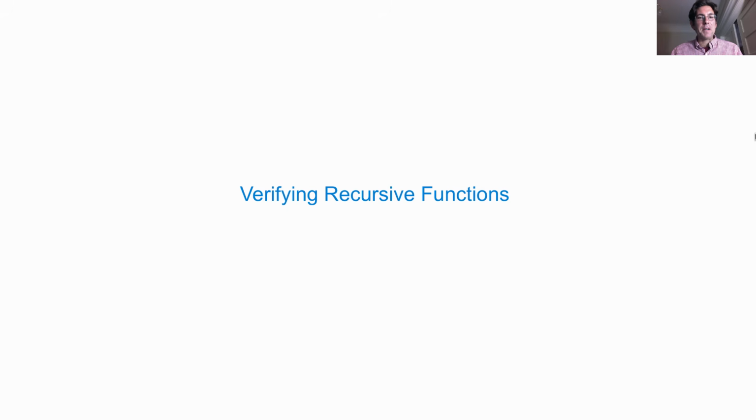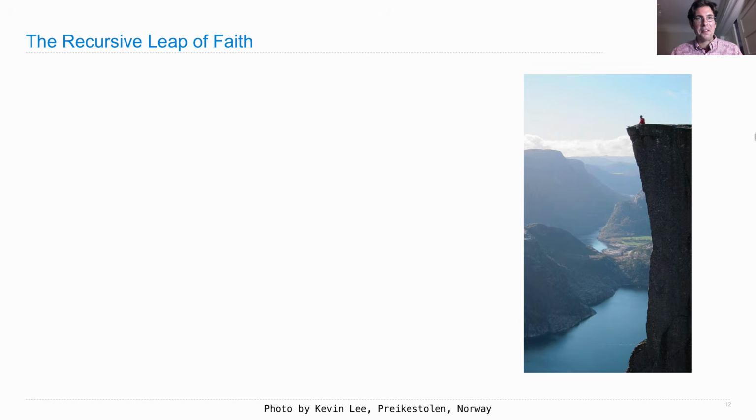Next, we'll talk about verifying the correctness of a recursive function. And that requires the recursive leap of faith. There's my friend Kevin sitting on top of a very large cliff. And that's what it can feel like when you write down a recursive function. So here's factorial.